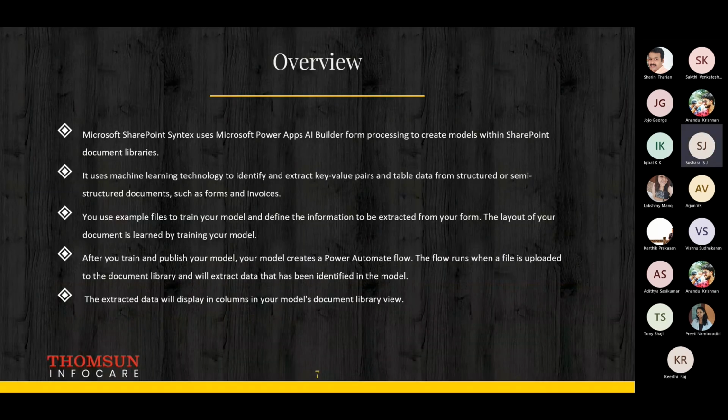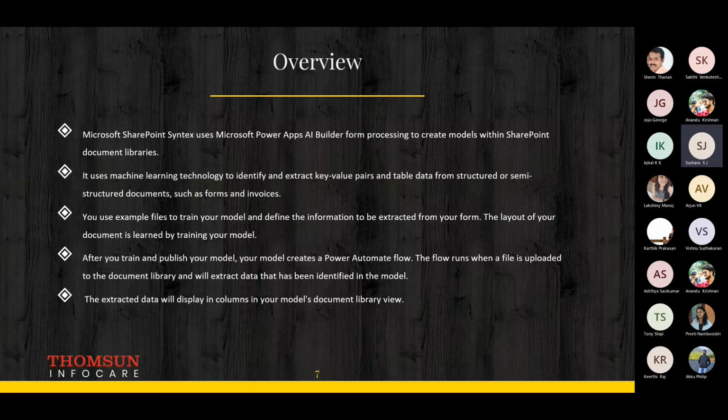SharePoint Syntex uses Microsoft Power Apps AI Builder form processing to create models with the SharePoint document libraries. For example, you can create a form processing model that identifies all purchase order documents that are uploaded to a document library. From each purchase order, you can then extract and display specific data that is important to you, such as the purchase order number, purchase date, total cost, etc. We use example files to train these models to perform these tasks.